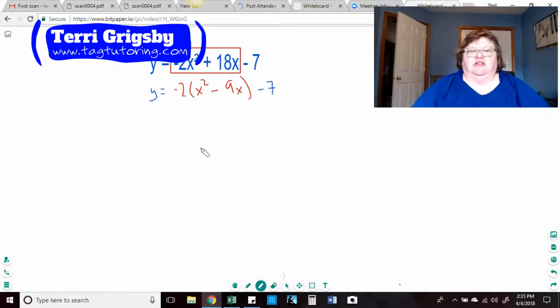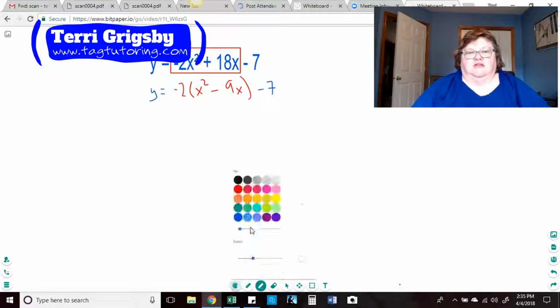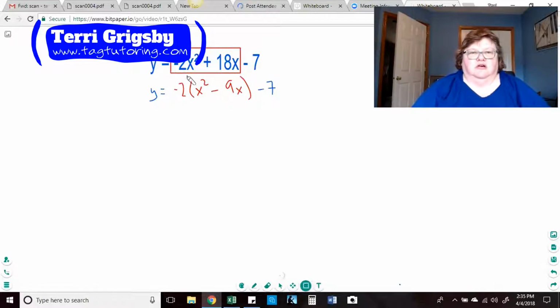Now, have we completed the square yet? No. All we've done so far is factor. And I know that because inside the parentheses, I still have an x squared. Okay, so now my next step here is going to be to complete the square on just the variable part, right? So here we go.